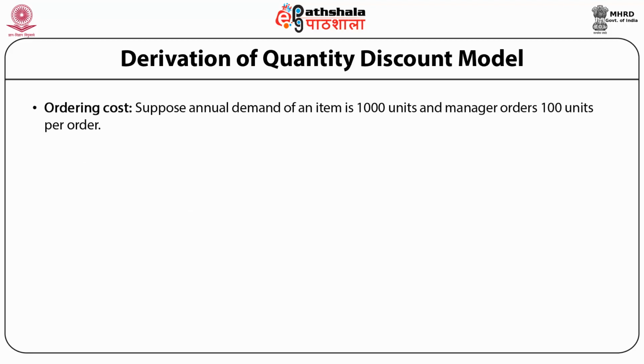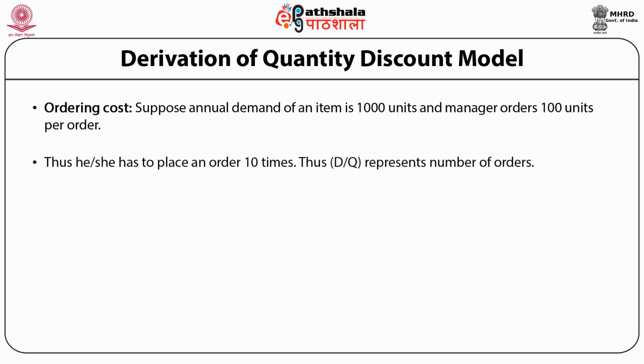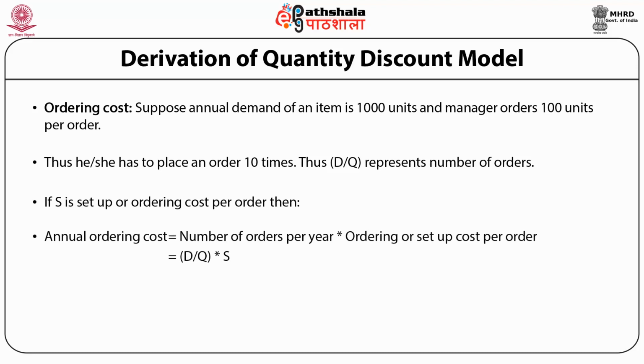Ordering cost. Suppose the annual demand of an item is 1000 units and the manager orders 100 units per order. Thus, she has to place an order 10 times. So D divided by Q represents the number of orders. If S is the setup or ordering cost per order, then annual ordering cost equals number of orders per year times ordering or setup cost per order, equal to D upon Q into S.